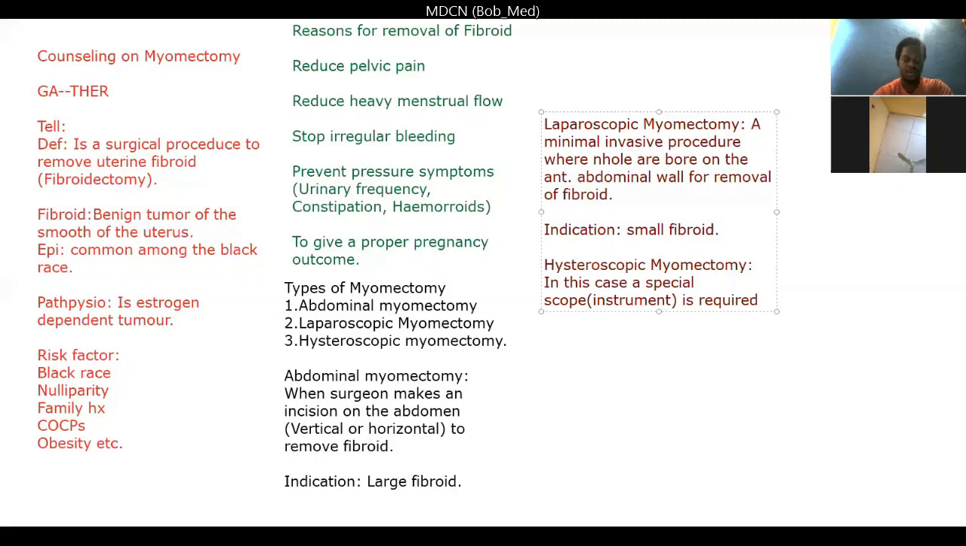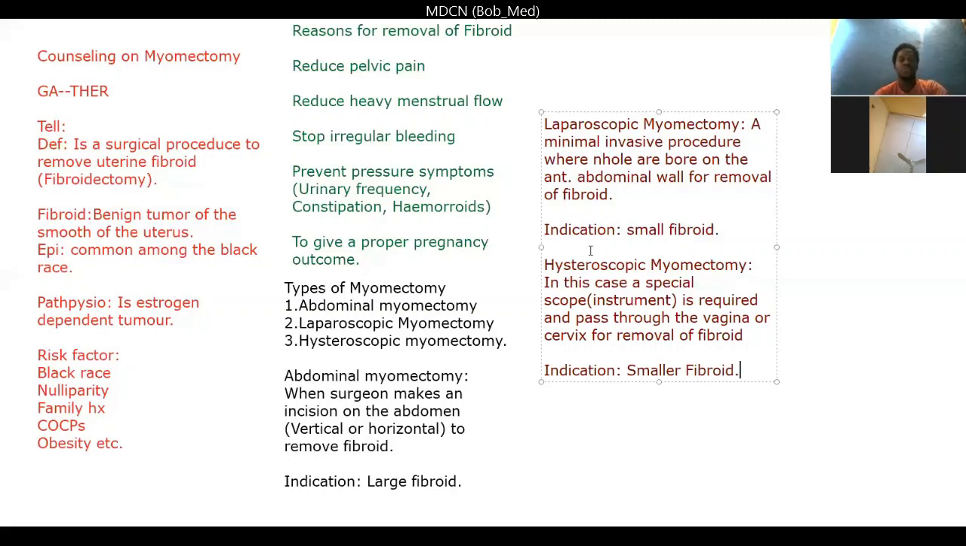Please take note, it is required and passed through the vagina or cervix for removal of fibroid. Please don't forget, the indication for this one is for smaller fibroids. This is when you use your hysteroscopic myomectomy. Please take note, okay?